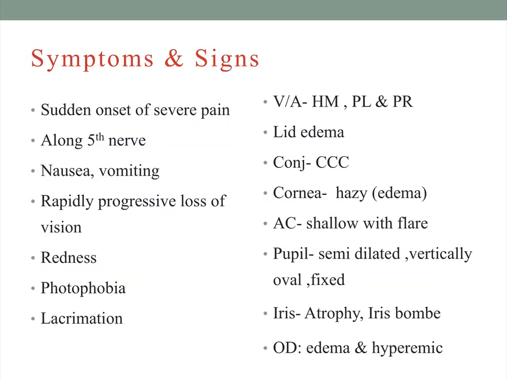The other symptoms and signs are there is sudden onset of severe pain along fifth nerve with nausea and vomiting, rapidly progressive loss of vision, redness, photophobia, and lacrimation. So acute red eye with sudden loss of vision. Visual acuity is reduced from hand movements to PL and PR.